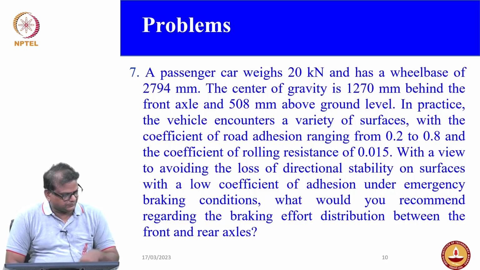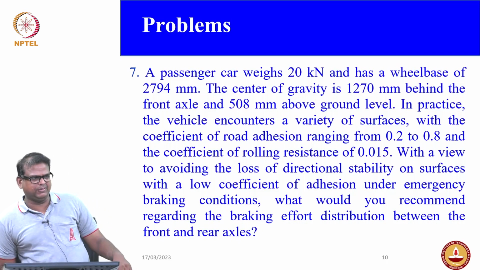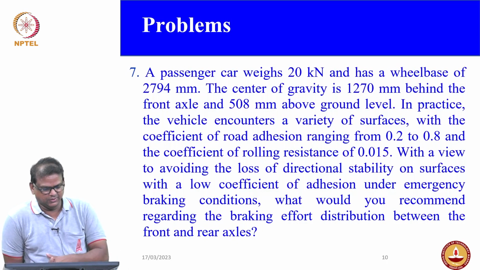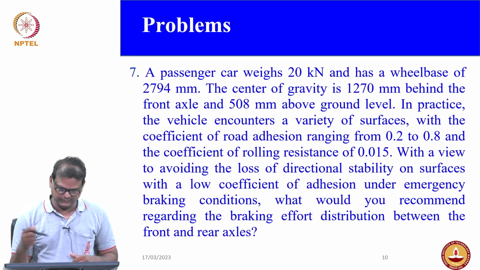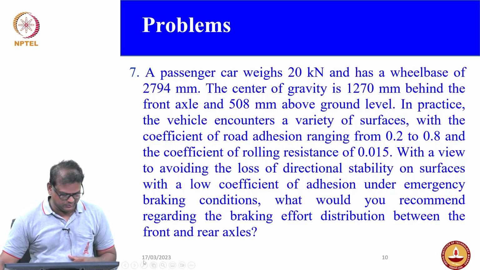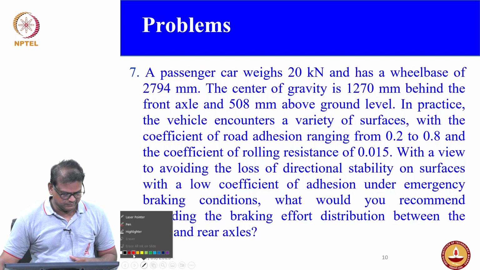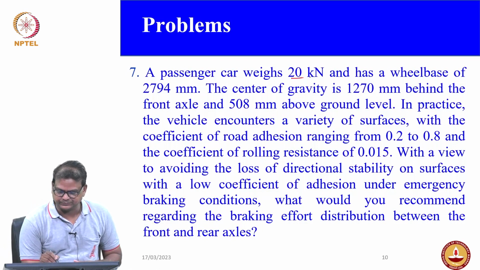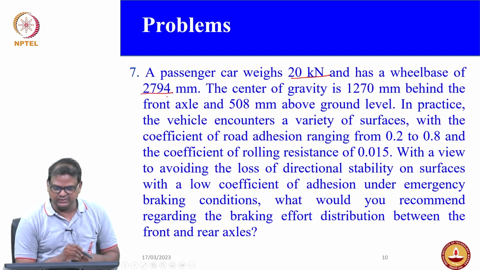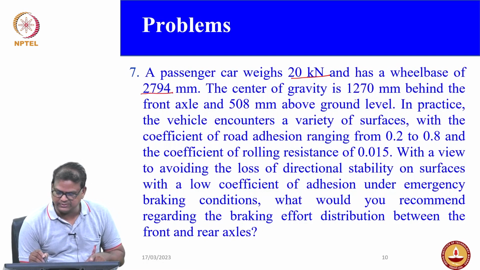Yes, this is similar to the previous problem, but there is a slight change, right? So we have the vehicle weight, which is 20 kilonewton. You can see that, and the wheelbase is given 2794 millimeter, and this is the wheelbase, and the center of gravity is 1270 millimeter behind the front axle. What do you mean by behind the front axle?